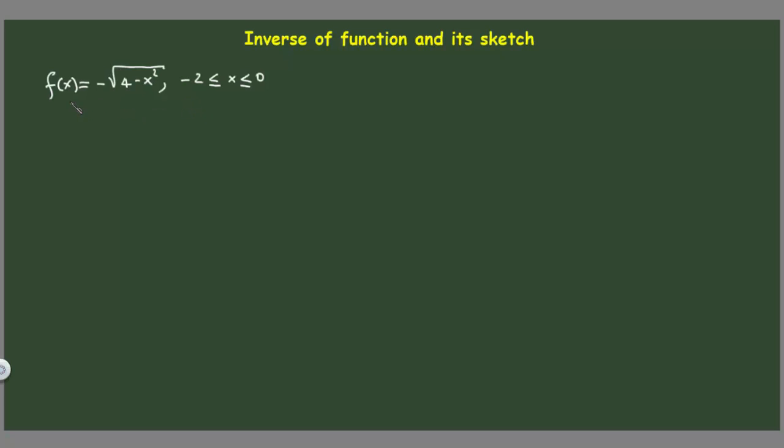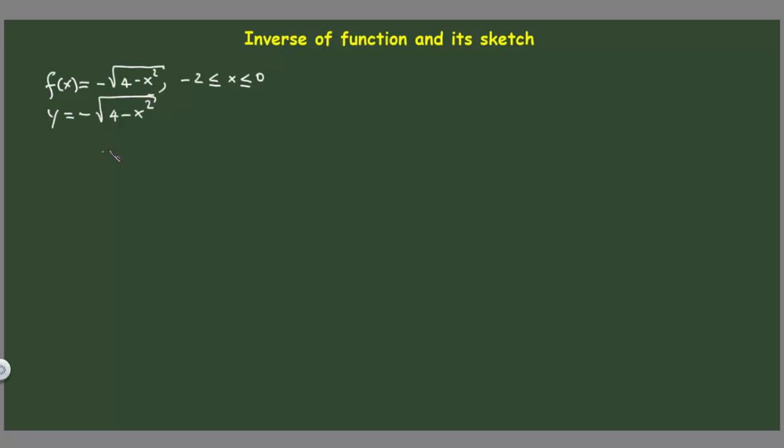In this video, we're going to find the inverse of this function f of x equals minus the square root of 4 minus x to the power of 2 in an interval, and x will be in the interval of minus 2 and 0. Okay. First of all, we're going to write the output, replacing f of x with y, and this is giving us y equals minus the square root of 4 minus x squared.